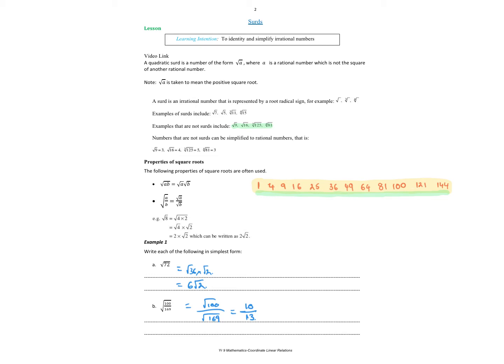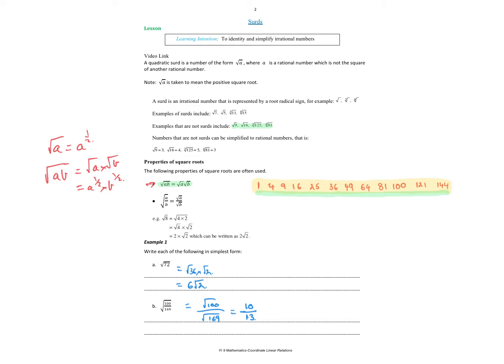So the properties of the square root sign. Our square root sign is just a type of indice, so it's actually one of our index laws. The square root of a is in fact the same as a to the half. And the square root of AB is the same as the square root of A times the square root of B, which is just A to the half times B to the half. So remember, if the powers are the same, we can multiply the bases together.